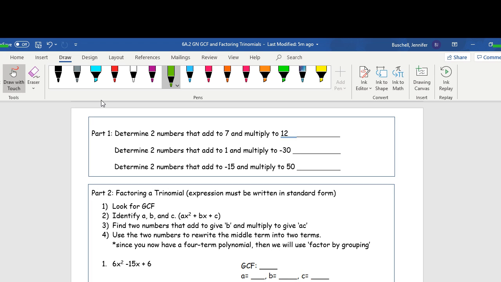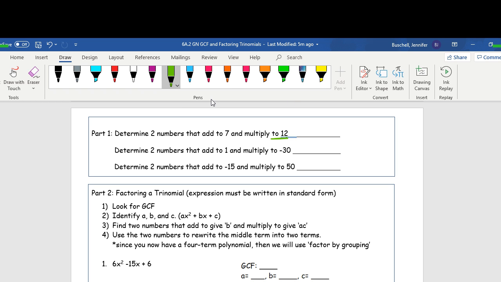All right, before we actually start factoring a trinomial, we're going to have to look at these little, I like to call them little puzzles. I need to determine two numbers that when I add them, I get 7. And those same two numbers, when I multiply them, I get 12.